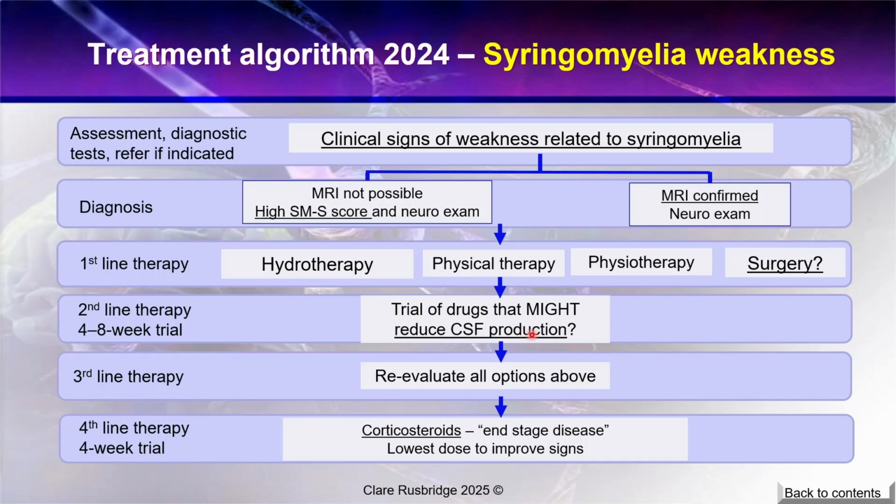You may be wondering at this point about those drugs that reduce the CSF production. Well, the problem is they're not necessarily going to reduce that CSF production, but the next slide will deal with that, and then we have to reevaluate all those options.